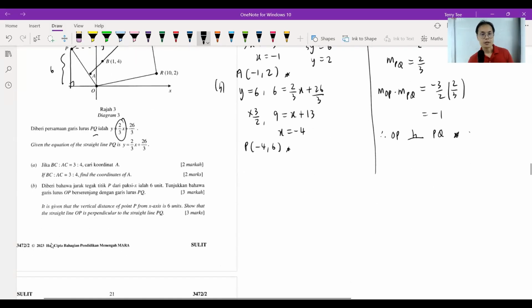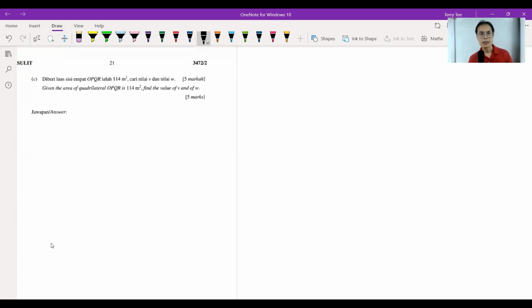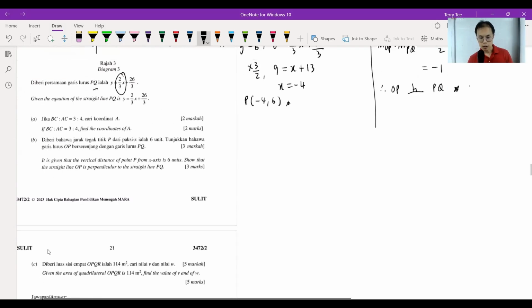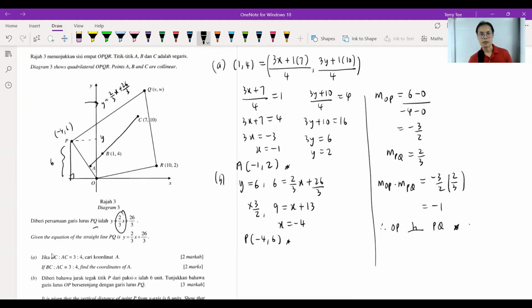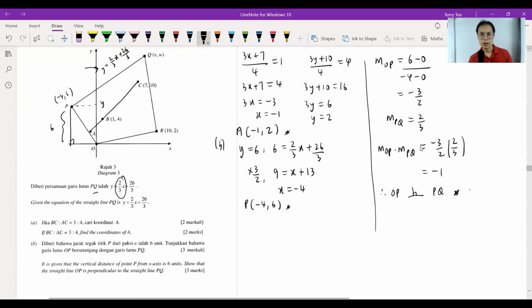Okay, now that is part B. Part C. Diberi luas sisi 4 OPQR is 114. Cari nilai v and w. Luas sisi 4. Okay, so here I got a bit of space issue, so I'll start here. C. The whole area is 114. So, remember, luas sisi 4. Okay, now I can rub this off, I don't need all these things.